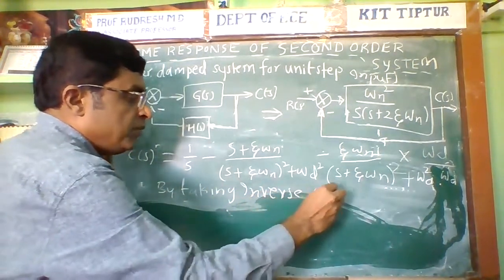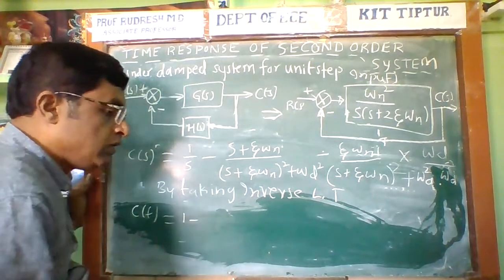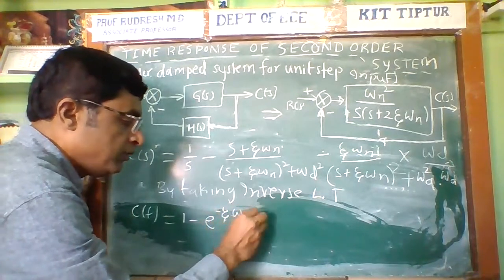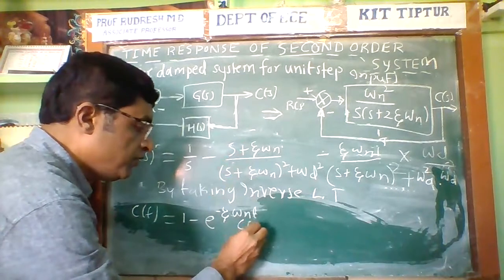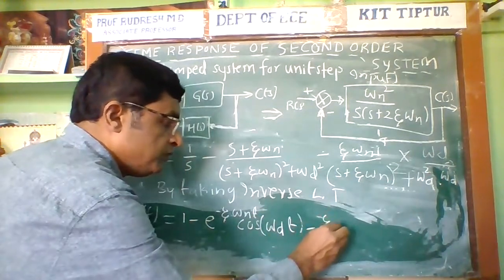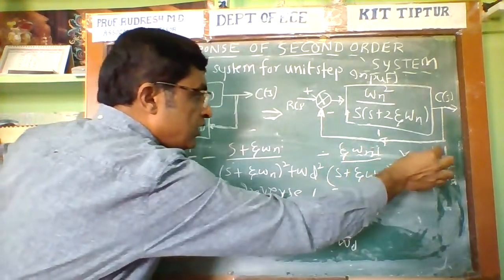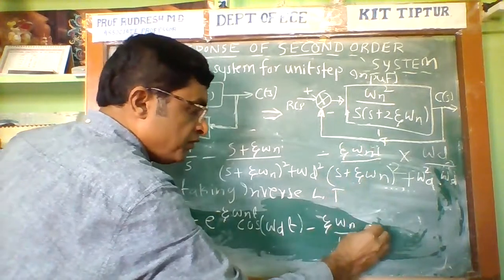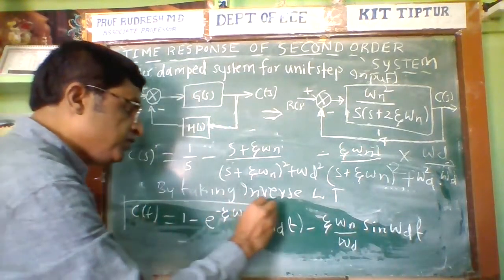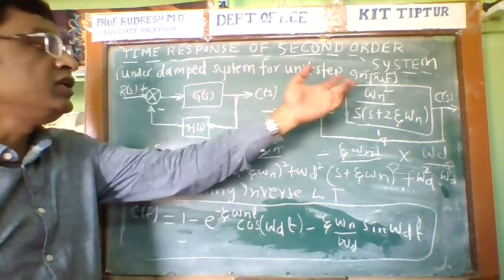If I take the inverse Laplace transform, then C of t is the time response of the second order system. Now 1 minus this can be written as e power minus zeta omega n t, cos of omega d t minus zeta omega n divided by omega d, this quantity can be written as sine of omega d t. Now this is the time response of the second order underdamped system for the unit step input.